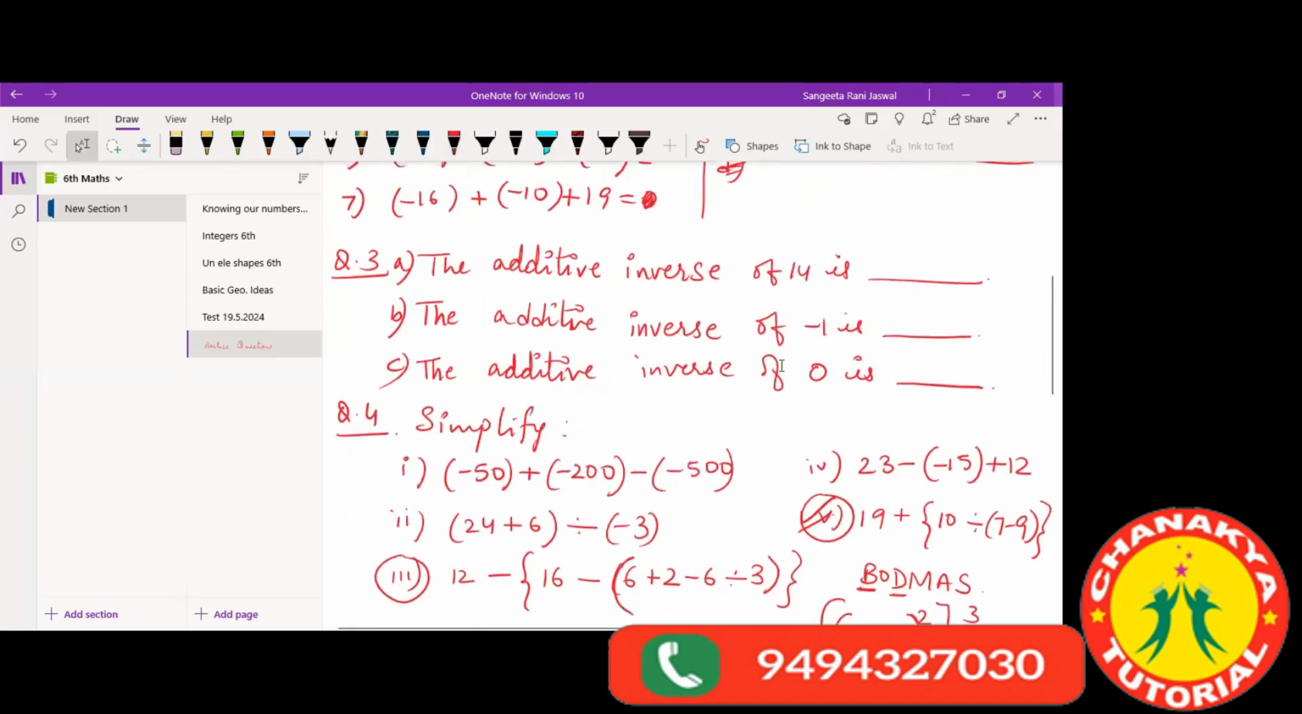Okay, copy down the questions. Quickly copy down. Just few minutes are left for the class. I'll give you similar questions for homework. And when you have so many signs inside the bracket, plus sign, minus sign, divide, then you must follow the BODMAS rule.